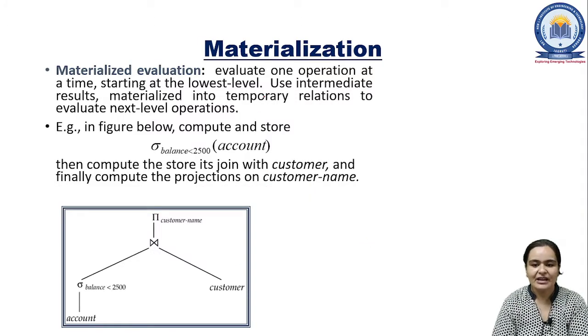So in materialization, we evaluate one operation at a time, starting at the lowest level. We use an intermediate result and materialize it into a temporary relation to evaluate the next operation being performed. As you can see in this figure, if we want to evaluate balance less than 2500 from the account relation, we can take the account relation and filter out the tuples with balance less than 2500, and then join this to the customer, and ultimately we can find the customer name who has a balance less than 2500.